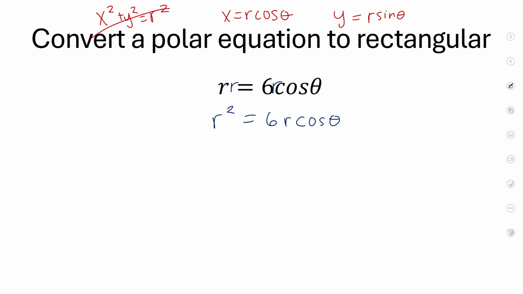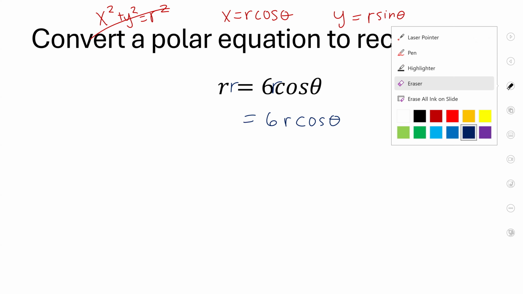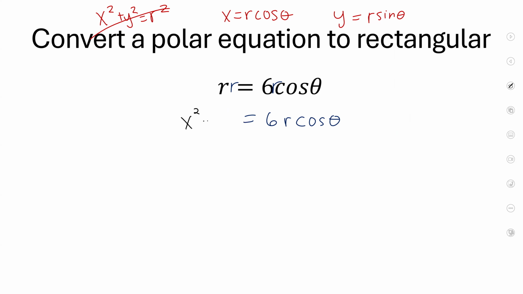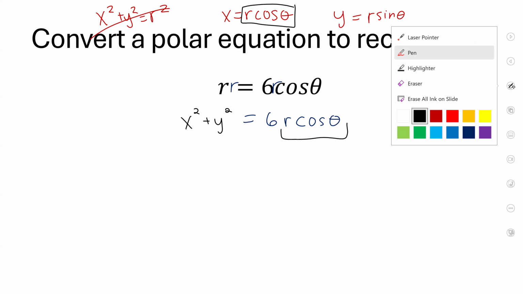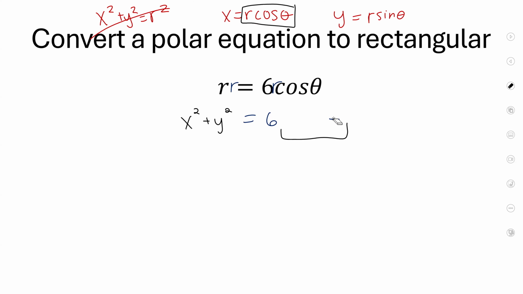Oh, and Brooklyn, I'll take your suggestion too. Sorry. I'm going to change this r squared. Now that it's an r squared, I'm going to change it to x squared plus y squared. So this is what I have. And of course, r cosine theta, that's this right here. I'll replace that with an x. Okay, now we're here.